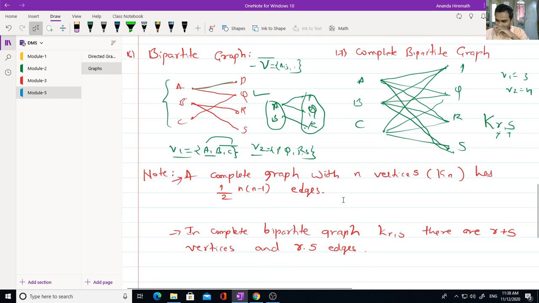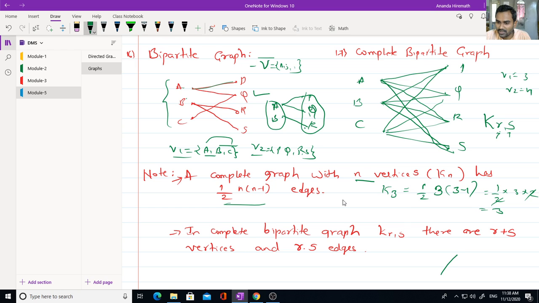Now a complete graph with n vertices has 1/2 into n into (n minus 1) edges. Say if you are given K3, you may be asked how many edges there will be in K3. Let us apply this formula. 1/2, what is n? n is 3 here. 3 into 3 minus 1. So it will be 1/2 into 3 into 2. So this 2 gets cancelled and 3 remains. Let us draw the K3 graph. What is K3? A complete graph with 3 vertices. 1, 2, 3 edges are there, and by using that formula also we have got the same.